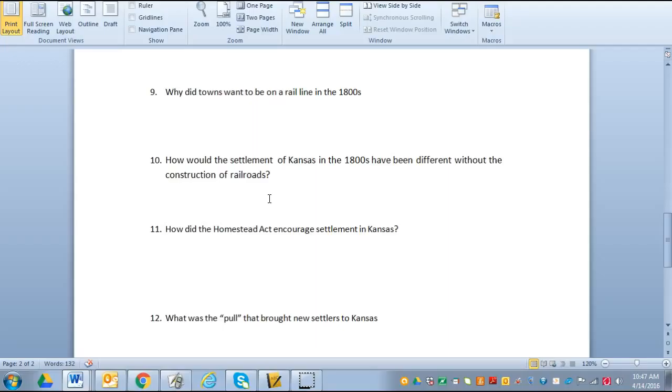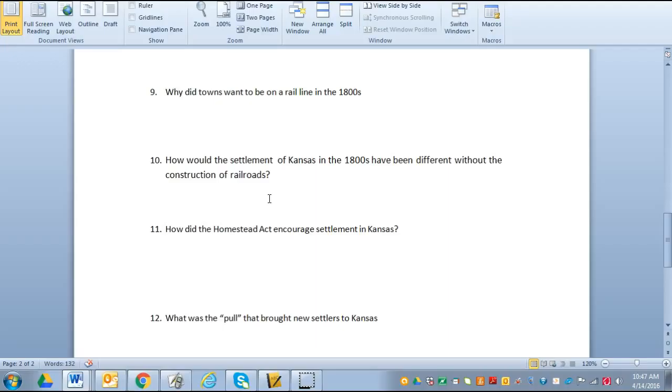Okay? I'm going to skip 10. Number 11, how did the Homestead Act encourage settlement in Kansas? I'm going to tell you about the Homestead Act, so you might want to write it down and revisit this tonight. And for the track people listening, here it is. In the late 1800s, Kansas needed something to get people to come to their state. They needed something to make people say, this is the opportunity I need to start a new living. Well, the Homestead Act was started.